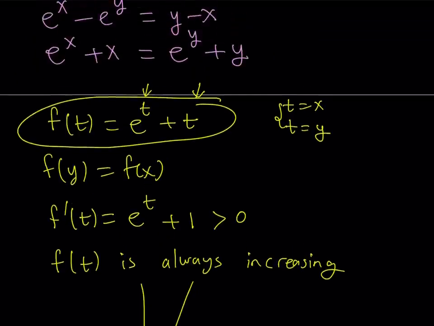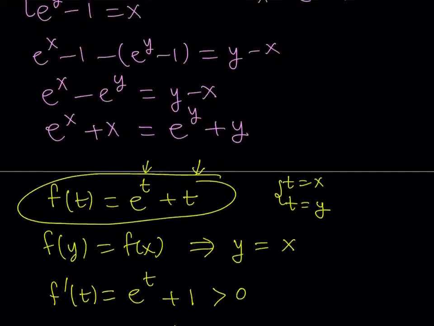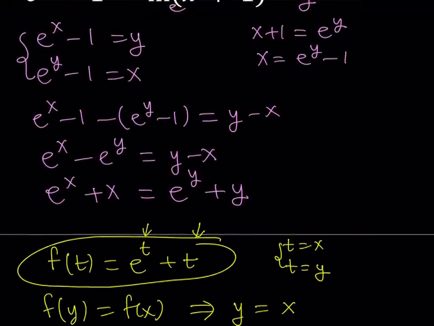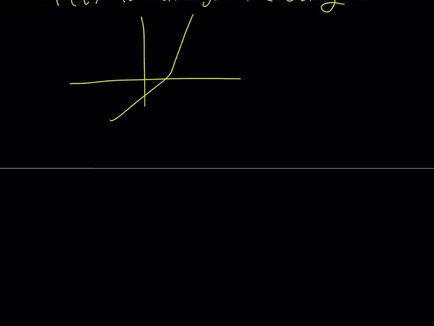And we're looking at the function at two different values and they're equal. So this implies f of y equals f of x implies y equals x. All right, that's the conclusion we get from here. So going back to our equation, we can safely say that e to the power x minus 1 equals y, or we can write it as e to the power x minus 1 equals x.